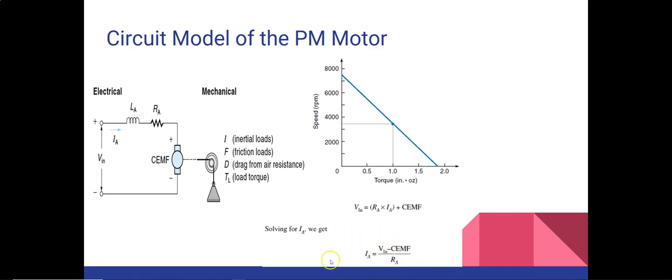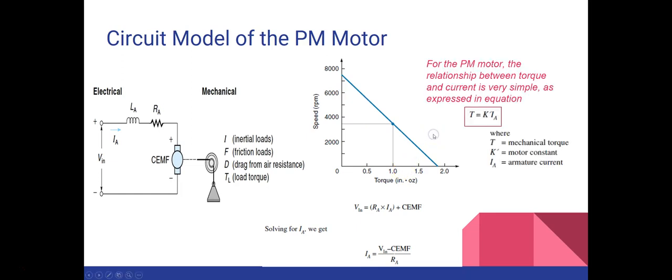Here the value of motor current is very important, because it is the electrical parameter that most directly relates to the mechanical torque. For a PM motor, the relationship between the torque and the current is very simple, and it is expressed by this equation: T equals K' Ia, where K' is the motor constant and Ia is the armature current. And here you see the same speed torque curve, and you can see how linear it is.